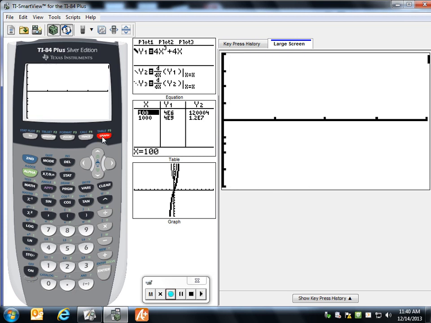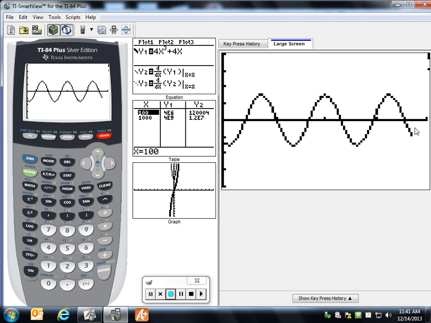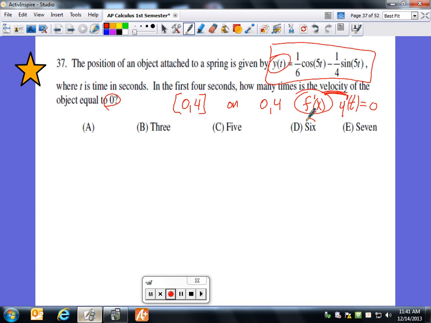If I go to the graph now, all I have to do is identify when this f prime is crossing the x-axis, because that's whenever it is equal to 0. So far I have 1, 2, 3, 4, 5, and it looks like it's going to hit 6 times, and this is at 4 seconds, so it won't have a chance to get back. So 1, 2, 3, 4, 5, 6 times is going to be my answer, so my answer is D.